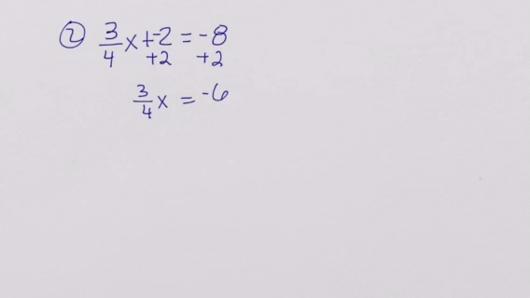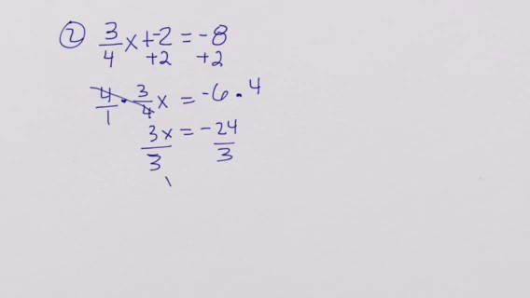Now we're going to ask, what math operation is the 4 doing? The 4 is dividing. So the opposite of dividing is multiplying by 4 over 1. We're going to multiply both sides by 4. Brother-sister rule, or keeping the equation balanced. The 4's are going to cancel out, leaving us with 3x is equal to negative 24. What math operation is this? It's multiplication. What's the opposite of multiplying by 3? Dividing by 3. So we're going to divide both sides by 3, and x is going to be negative 8.